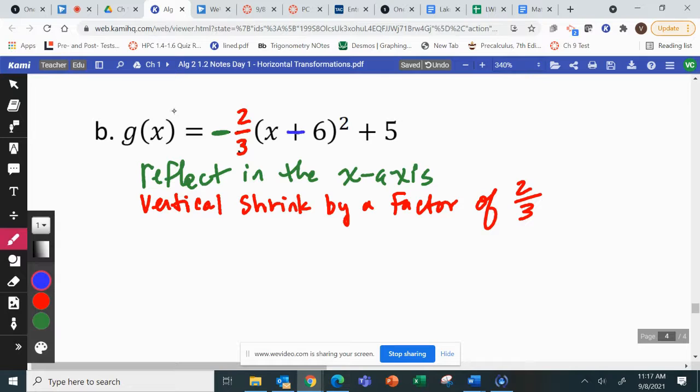Blue is next. I have a +6 on the inside of the squared. That is a translation, translate 6 units. Amarian, why is it left? If the answer is I don't know, we need to go over it. So why is it left? Well, yes, but why is it left? Don't tell him. Because it's inside, and everything inside, we do what?